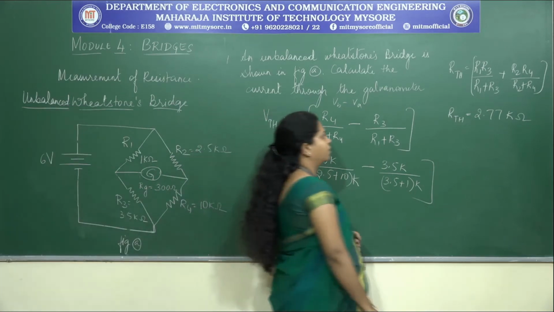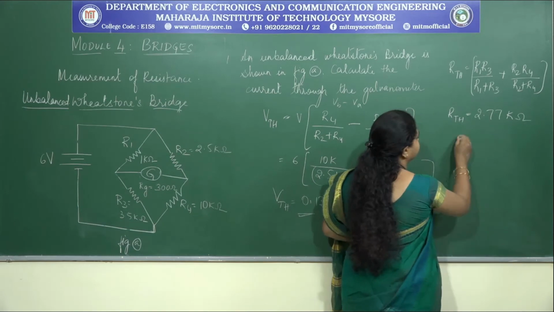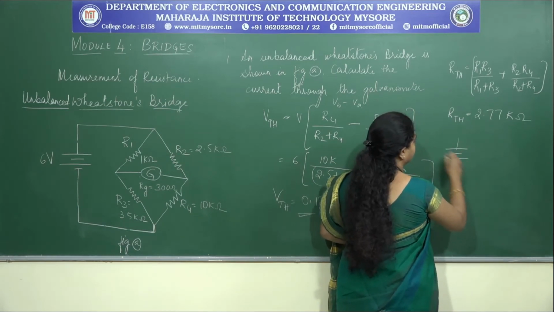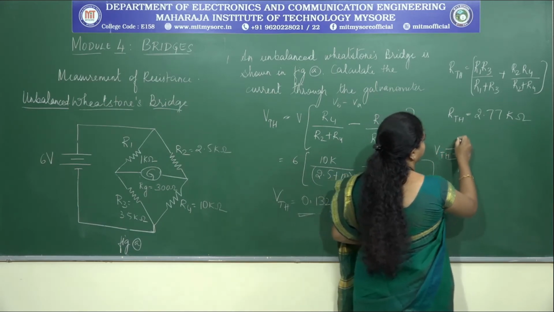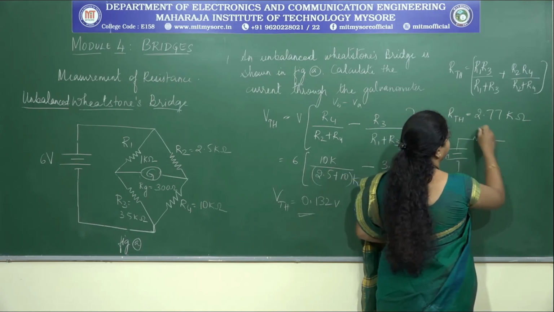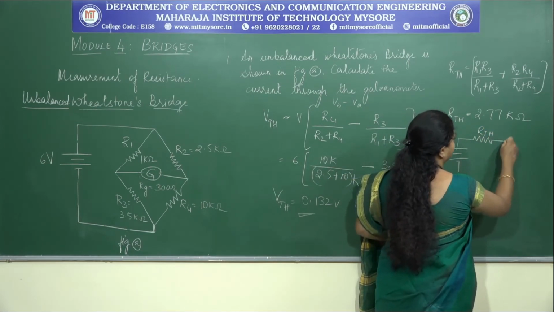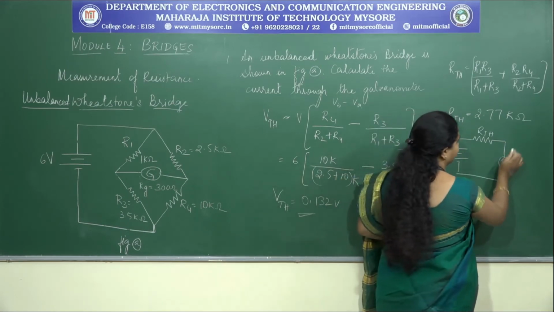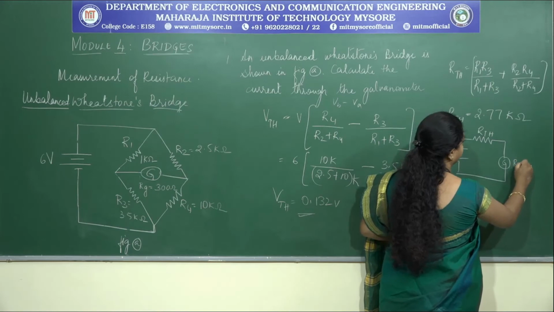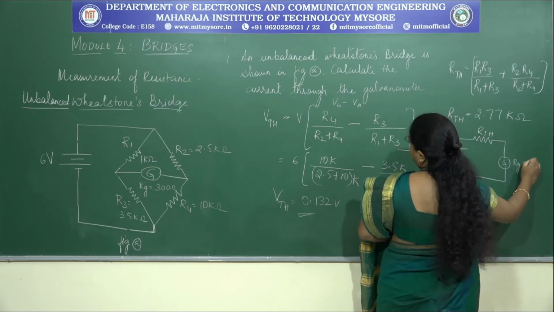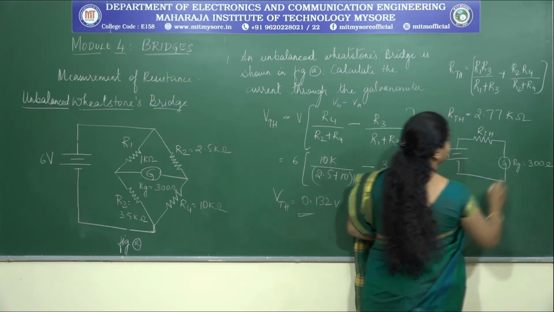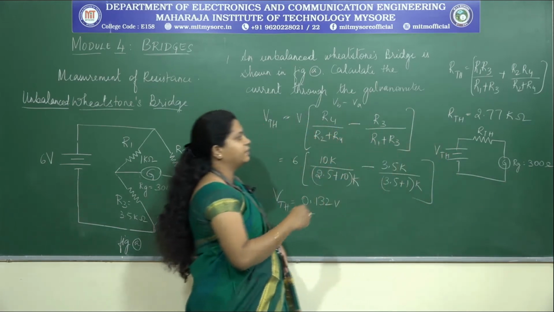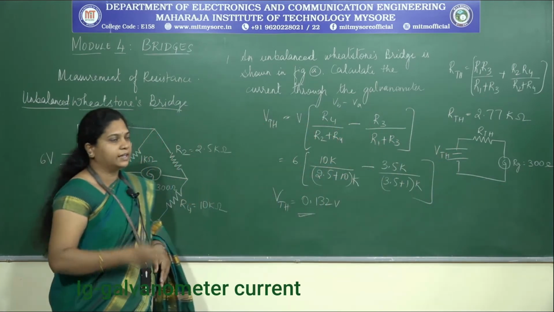Thevenin and R Thevenin are found out. So, can we write it like this? Thevenin is connected with respect to R Thevenin, and you have a galvanometer across AB terminals. Galvanometer is connected here with a resistance of 300 ohm. Can we write like this? Now, Thevenin and R Thevenin you have calculated. Can you find out the gate now?